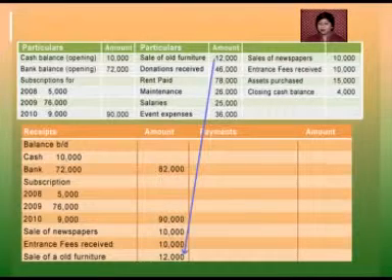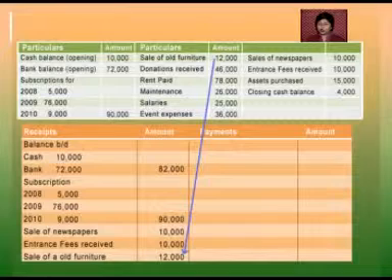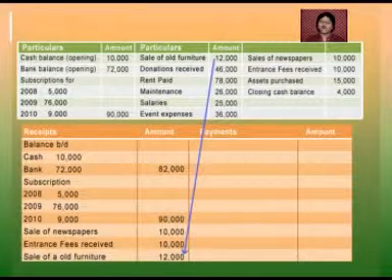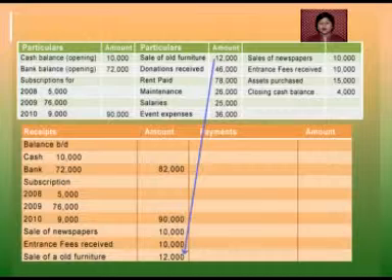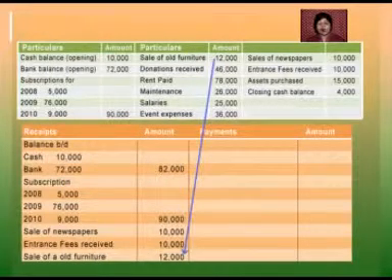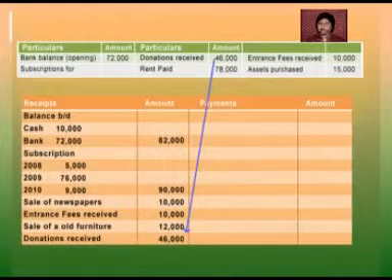Sale of old furniture. Now whenever the old furniture is sold or any asset is sold, we are receiving the proceeds. So this sale of furniture will be shown on the receipt side. So here we will be writing sale of old furniture amounting to rupees 12,000. Then donations received 46,000 will appear on the receipt side.